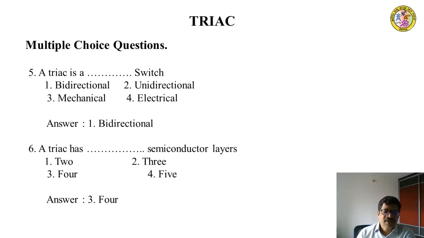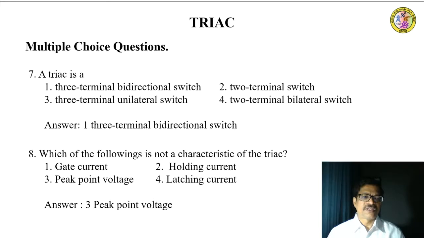Question number 6. A triac has dash semiconductor layers. So how many semiconductor layers are there in a triac? There are 4 semiconductor layers. Question number 7. A triac is a three-terminal bidirectional switch, two-terminal switch, three-terminal unilateral switch, two-terminal bilateral switch. The answer is 1, three-terminal bidirectional switch.